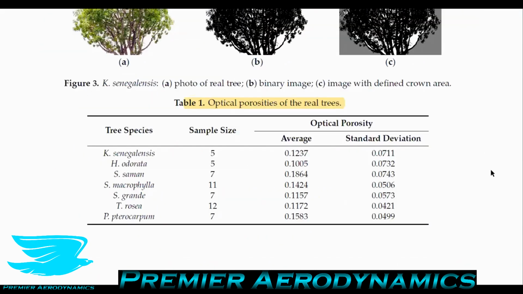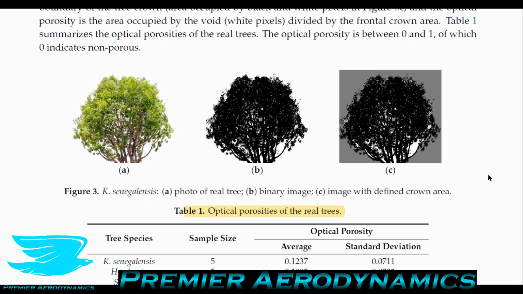And the optical porosities of these real trees are quite high. I mean, they range, they're about 10% to 20%. So it's fairly high, you'd imagine, considering trees, like if you go and see what a tree looks like, you can actually see quite a bit through it still.